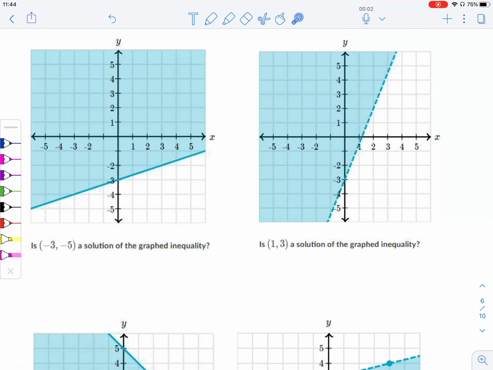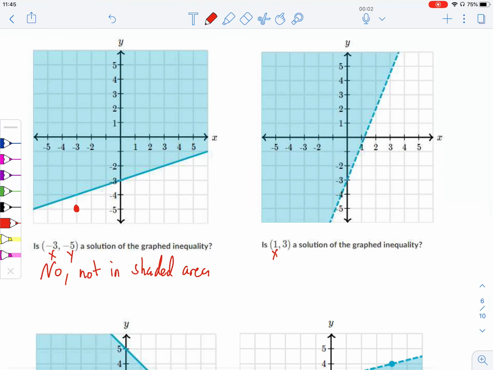Okay, so moving on. Is (-3, -5) a solution to the graphed inequality? So let's look at where that is. (-3, -5) is here, right? -3 on the x-axis, -5 on the y-axis. So it's outside of our shaded area. So is this a solution? No. Not in the shaded area.